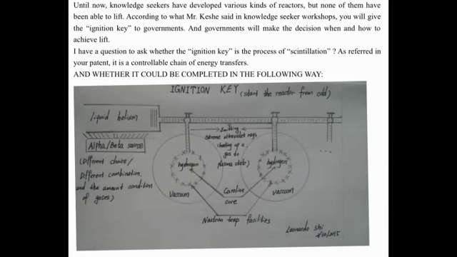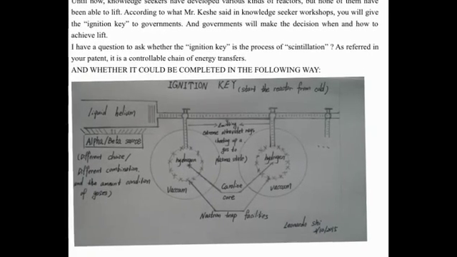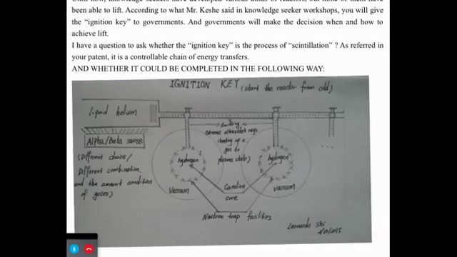She says, until now, knowledge seekers have developed various kinds of reactors, but none of them have been able to lift. According to what Mr. Keshe said in knowledge seeker workshops, you will give the ignition key to governments, and governments will make the decision when and how to achieve lift. I have a question to ask whether the ignition key is the process of scintillation, as referred to in your patent, a controllable chain of energy transfers, and whether it could be completed in the following way.